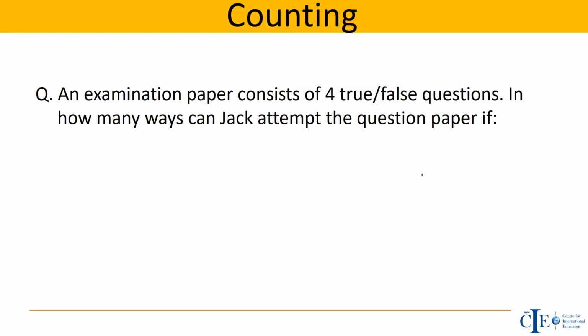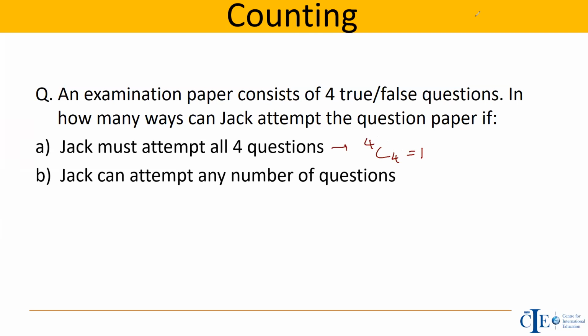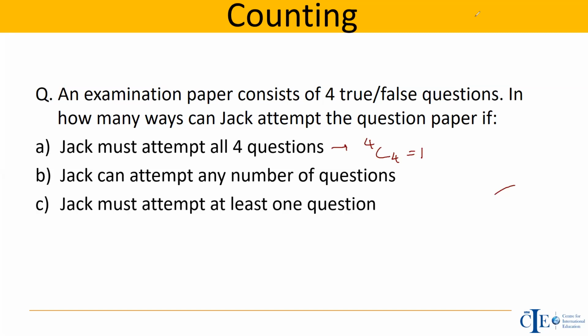Now, let's look at this. The first case here attempts all questions. So out of 4, he has to attempt all 4. 4C4, that is 1. So that is done, right? Second, he has to attempt any number of questions, which, as you saw, could be anything from 4C0, 4C1, 4C2, right? In that case, as we took it, right? And then at least one. So there's not much difference between these two.